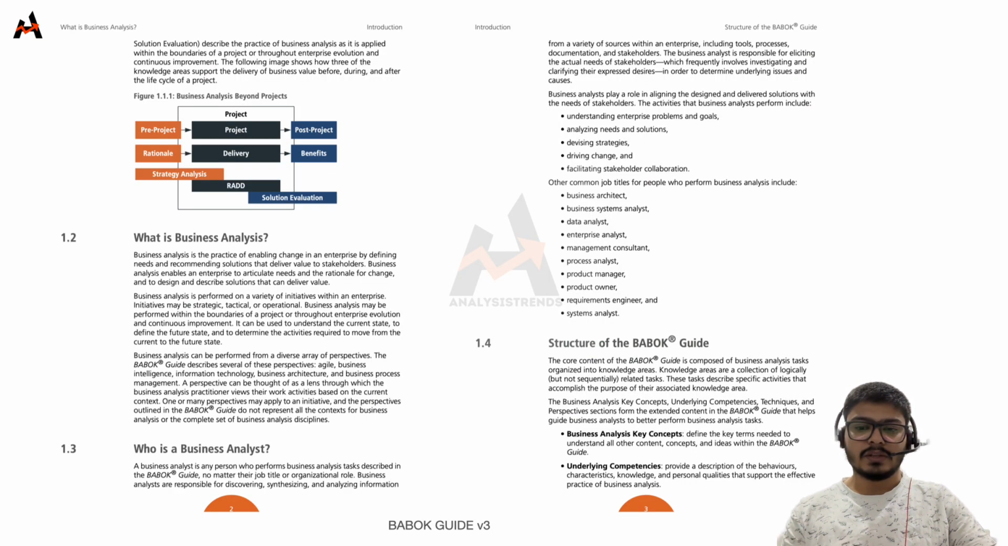The structure of the BABOK guide states that there are six knowledge areas. Other than the six knowledge areas, we have business analysis key concepts, underlying competencies, then techniques and perspectives. These six knowledge areas are actually the chapters within the BABOK guide, starting from chapter 3 till chapter 8. It's not that it is in a sequential way. It's basically a logical understanding of business analysis tasks.